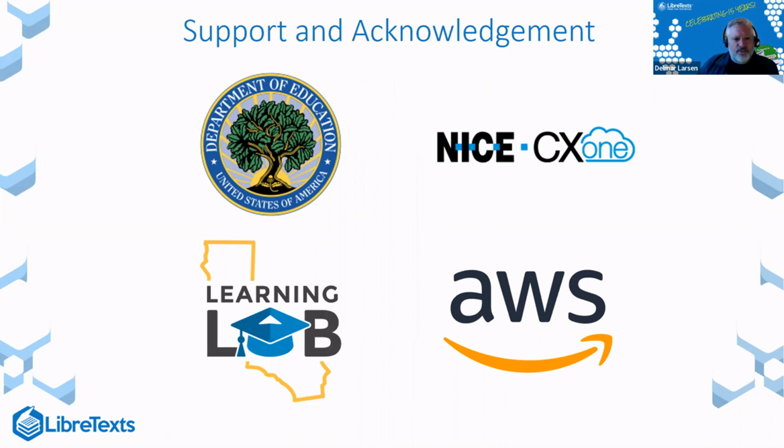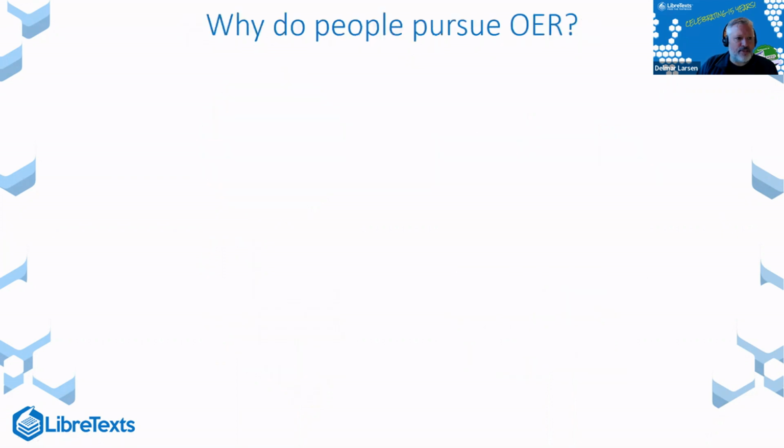Over the years, we've received support from a variety of different agencies and a variety of different organizations. Currently, our support comes from the U.S. Department of Education and from the California Education Learning Lab. But we have also received sizable support in terms of hosting from NICE CX1, which handles our wiki-based infrastructures for our libraries. And as I'll be mentioning, we've partnered with Amazon cloud systems in order to be able to do the mass translation efforts that we've been discussing.